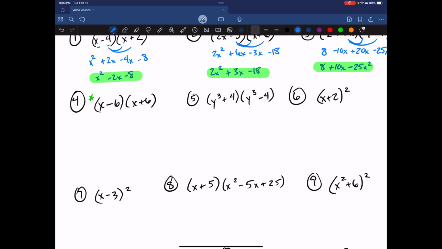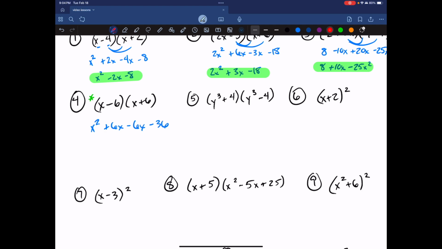So let's get into it. If you just look at it, they're the exact same binomial except for the signs. One's positive, one's negative. Same thing on number 5. One's positive, one's negative. Now, pay close attention to how this plays out. So I'm going to do the whole process like I've been doing. It's going to be x times x, which is x squared. x times positive 6, which is 6x. And then inner times inner is negative 6x. And then last times last is negative 36.